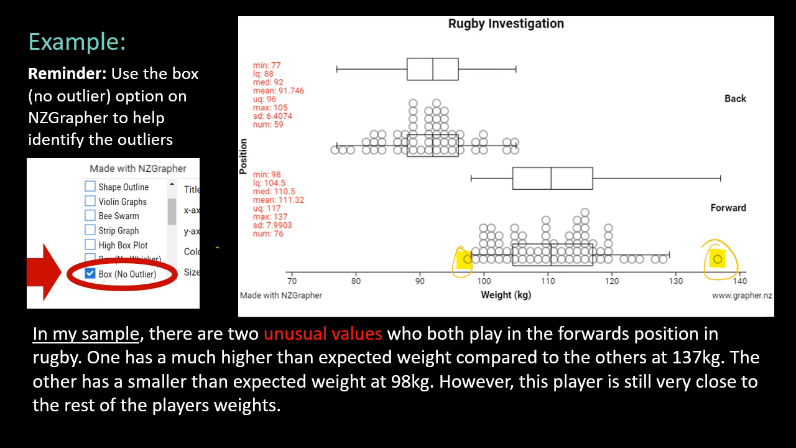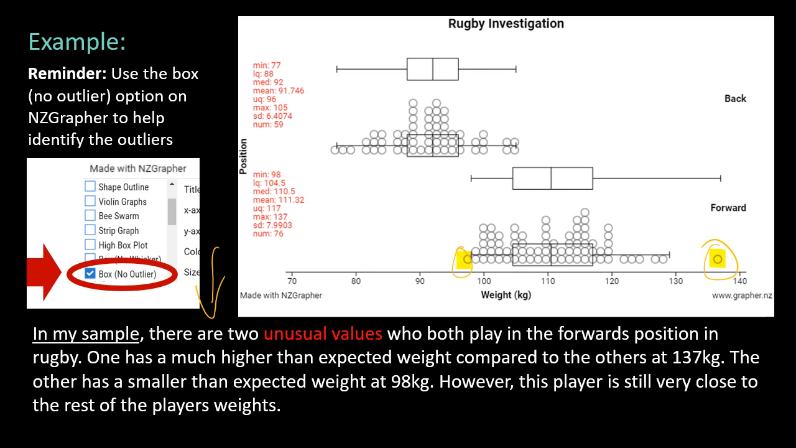You can see down the bottom an example of an excellence answer. In my sample, there are two unusual values who both play in the forwards position in rugby. One has a much higher than expected weight compared to the others. The other has a much smaller than expected weight compared to the others, at 98 kgs. However, this player is still very close to the rest of the players' weights.